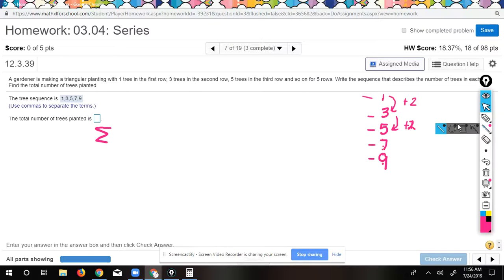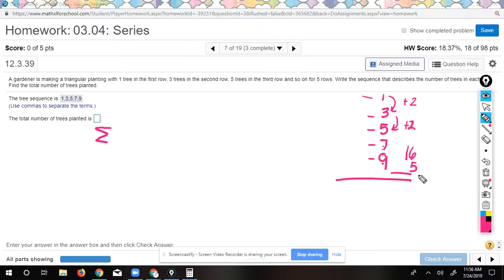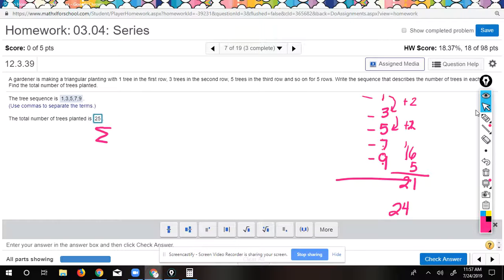Oh, okay. This one, we don't have to come up with a formula for it. They just want us to add them all together. So 9 plus 7, that's going to give me 16 plus 5. 16 plus 5 is 21, plus 3 is 24, plus 1 is 25. So there's 25 trees after you add all of those together.